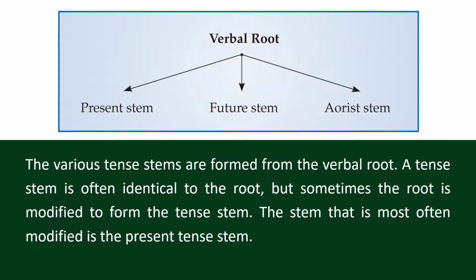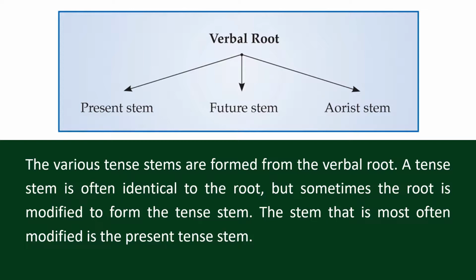A tense stem is often identical to the root, but sometimes the root is modified to form the tense stem. The stem that is most often modified is the present tense stem. This is important because the form that we learn in the dictionary is the present tense form. So when you learn the dictionary form, you're often learning a modified root.